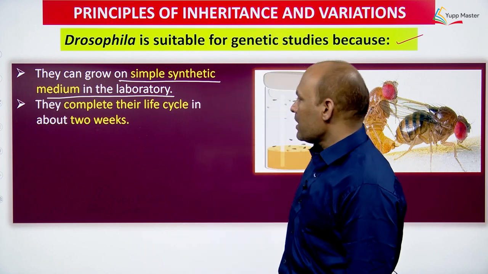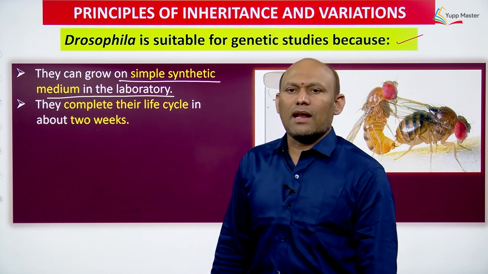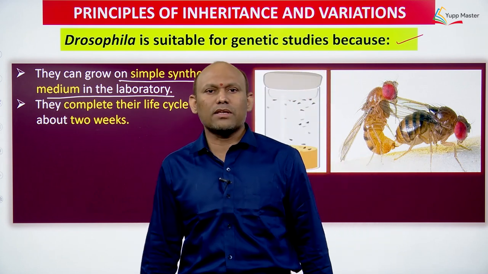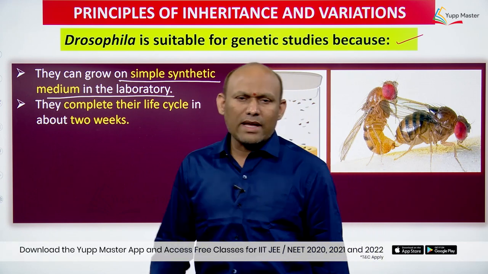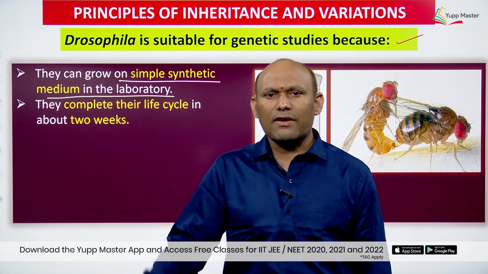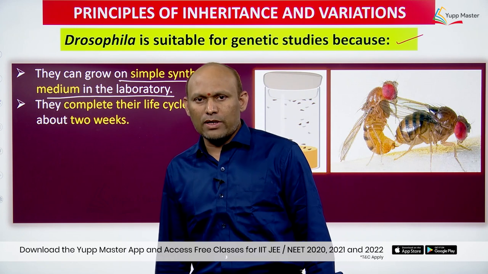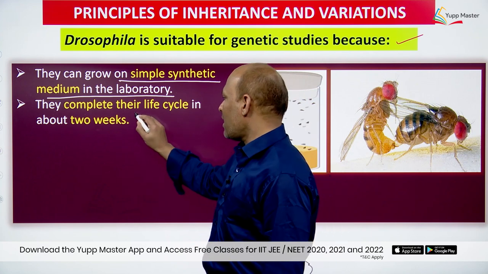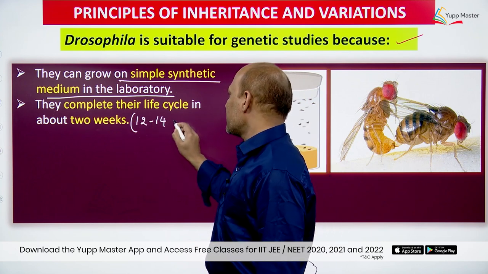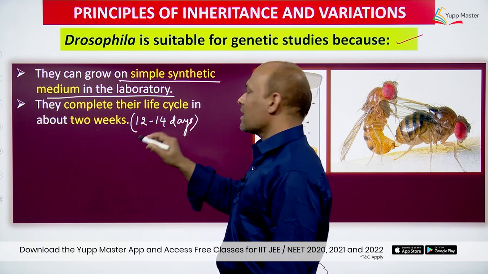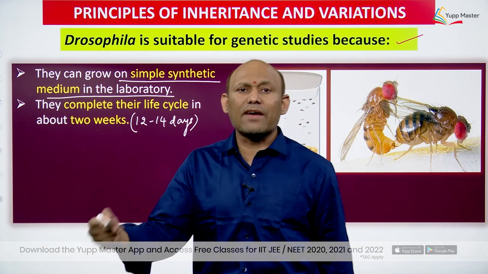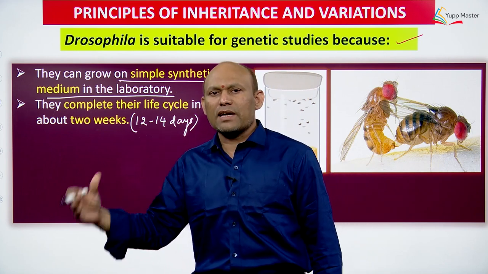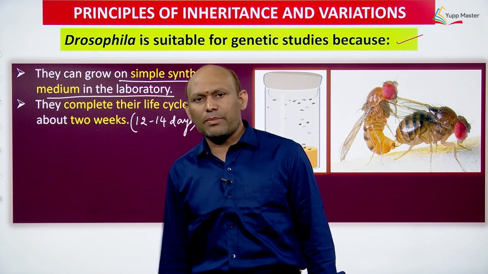Another reason is that these Drosophila can complete their life cycle within a very short span of time, dear students. How many days? They can complete their life cycle in a 2 weeks period, that is, 12 to 14 days. In 12 to 14 days, Drosophila can complete its life cycle, dear students. So this is another reason behind selecting Drosophila as a model organism or experimental organism.